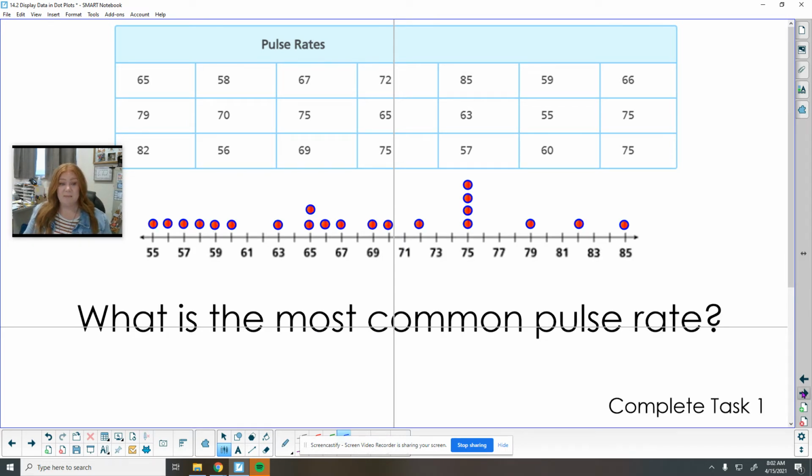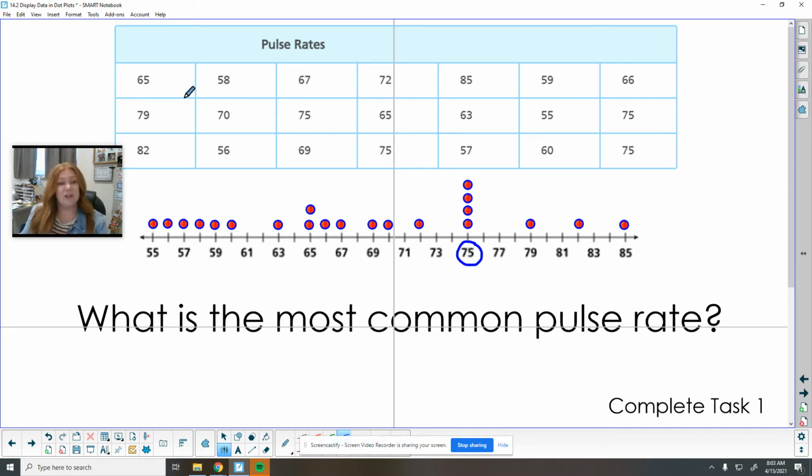So here is my dot plot. I can see there are some pulses like 61, 62, 64 that nobody had that pulse rate, and that is okay. I can just identify, right, nobody has these pulse rates because there's nothing above it. So this first question wants to know what is the most common pulse rate? Well, looking at our dot plot, we just look for the one that goes up the highest, that has the highest frequency. And since it's very visual, we can just see which one goes the highest. Well, that's right here, 75.